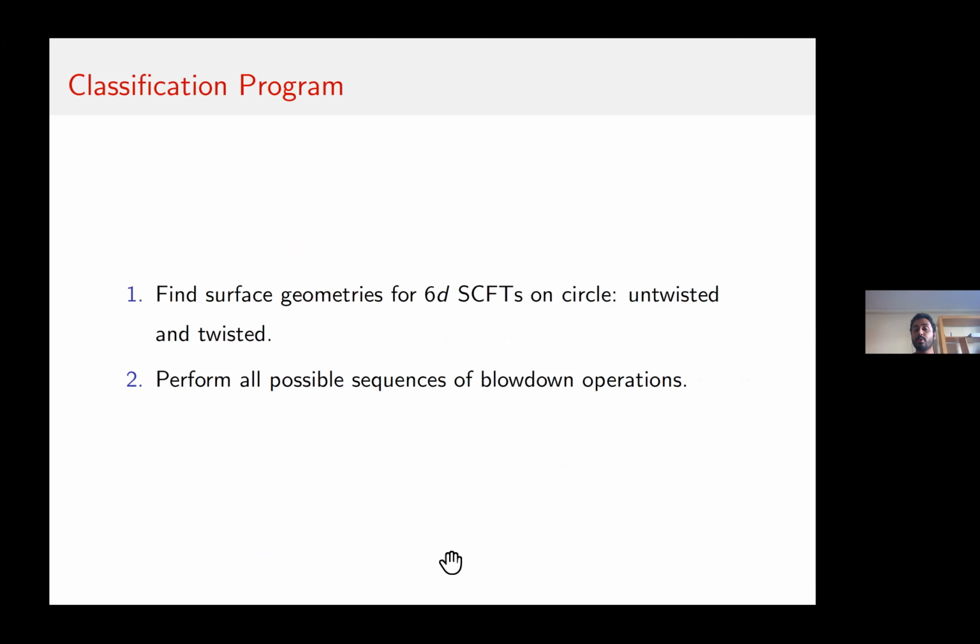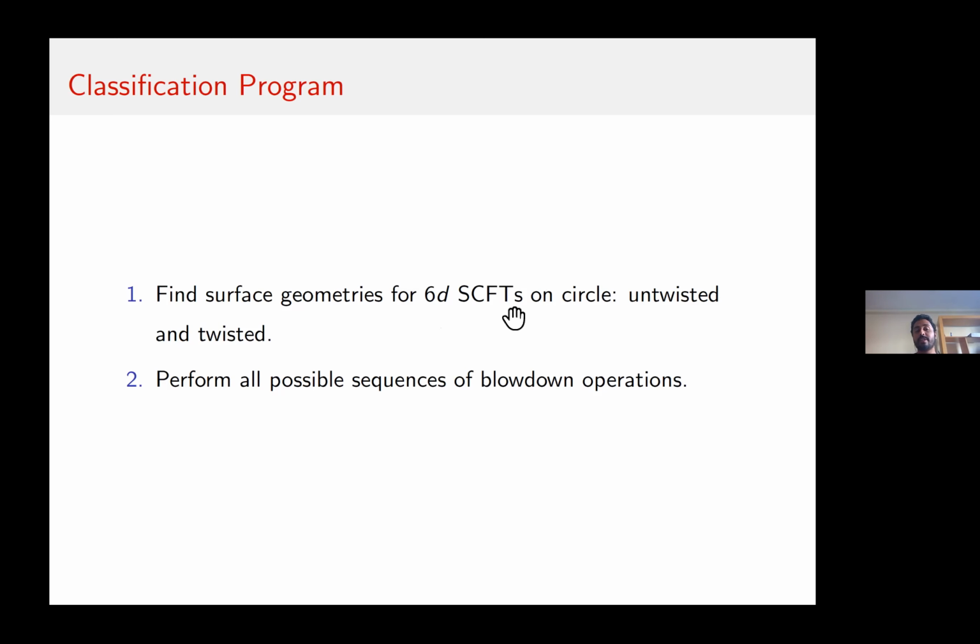So you can have two kinds of compactifications. First is a vanilla compactification where you just put it on a circle without doing something extra. And this is what we call untwisted. And the second one is where, along the circle, suppose your 6D SCFT has some discrete zero-form symmetry, then you can turn on a background for this discrete zero-form symmetry along the circle when you compactify it. And this is what we call a twisted circle compactification of a 6D SCFT.